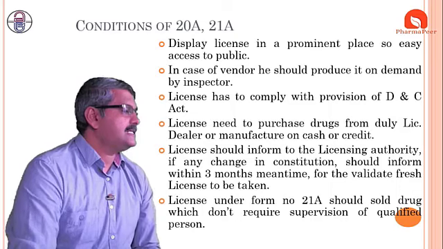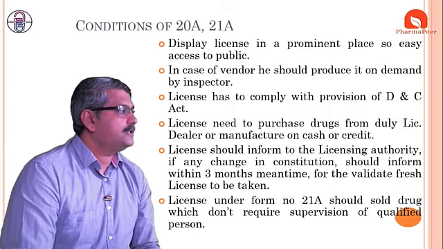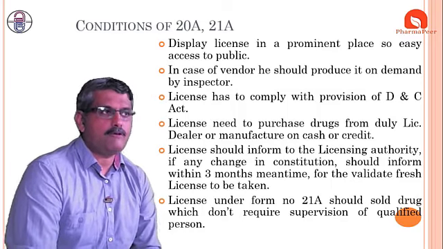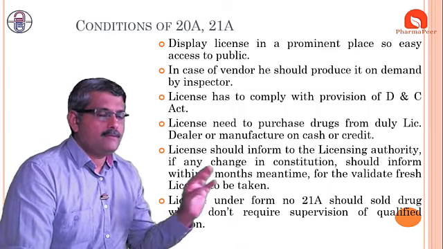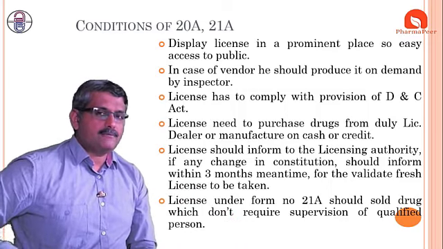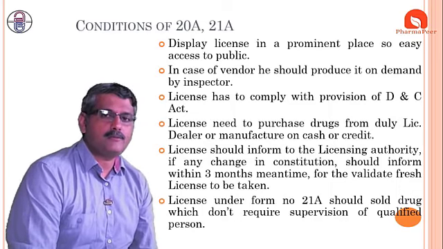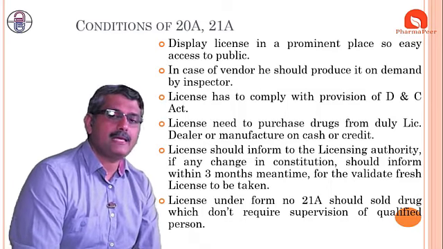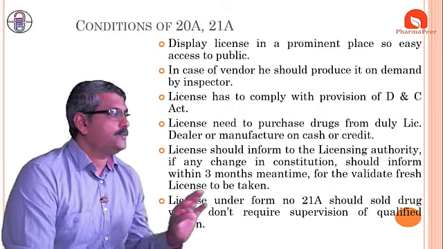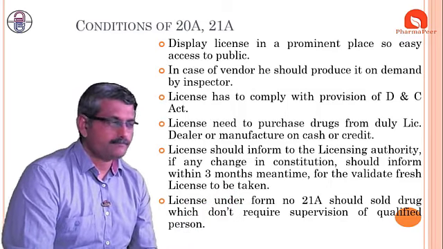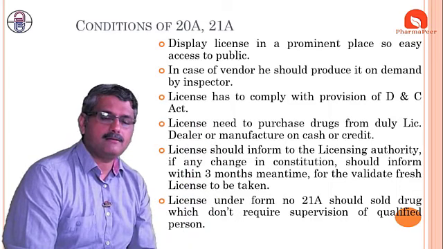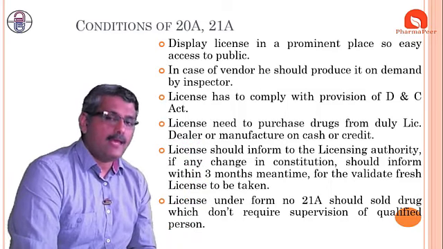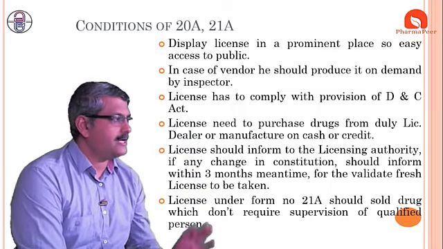Next one, licenses under Form number 21 should sell only drugs which do not require supervision of a qualified person. This is the most important thing. It means we are selling drugs other than Schedule X drugs, where supervision of a qualified person, a registered medical practitioner, is not needed. Such medicaments only we can sell under this Form number 21 licensing condition. So these are some licensing conditions for the particularly restricted licenses, Form number 20A and 21A. For the exam, sometimes it could be asked.